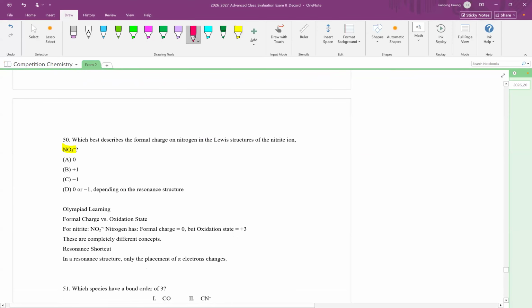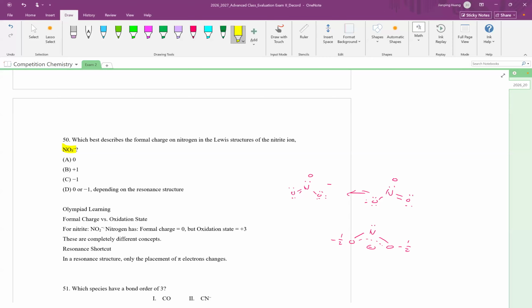Now here it's easy too. You draw the Lewis structure. You have to get zero, and here it's minus 1/2, here it's minus 1/2. So the answer, I think, should be 0. That's right. Look at Olympiad learning, formal charge, we did it for so long.